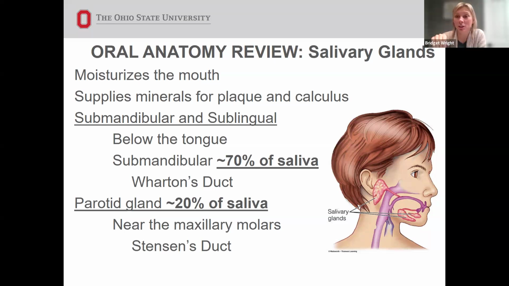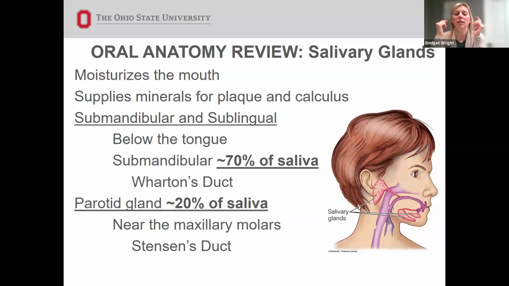But for dental purposes, 70% of the saliva comes from there, and it's sitting right behind these lower anterior teeth. And so oftentimes that's one of the places where we'll see the bulk of the calculus and plaque forming. That's just important for us as dental professionals to know.